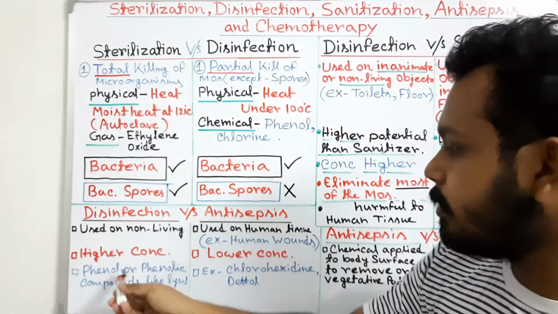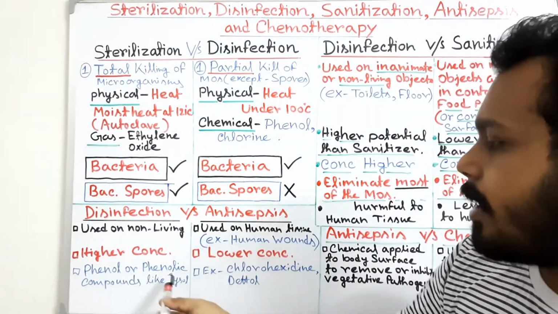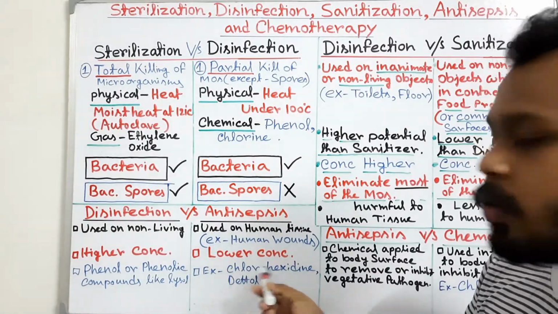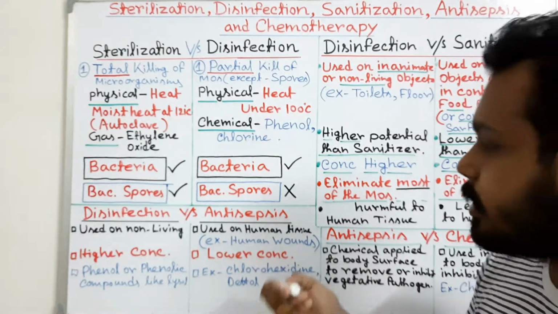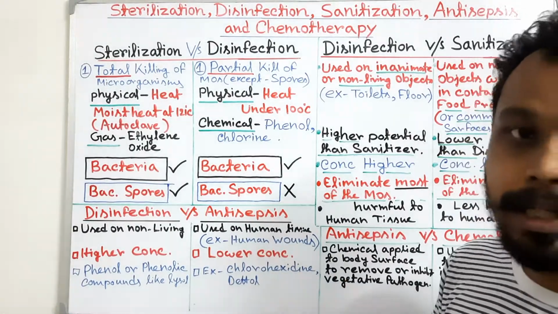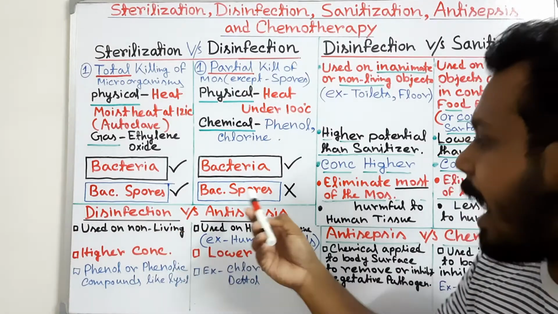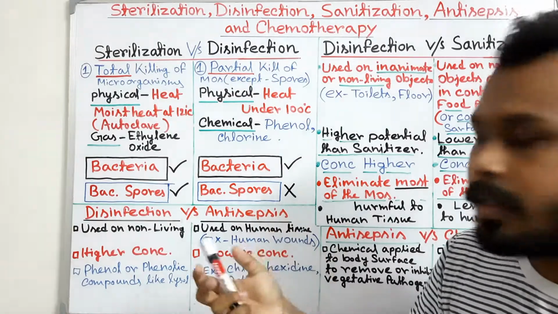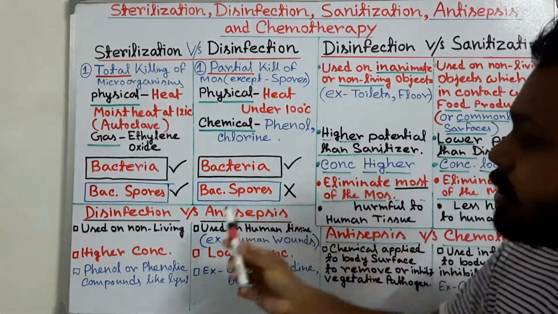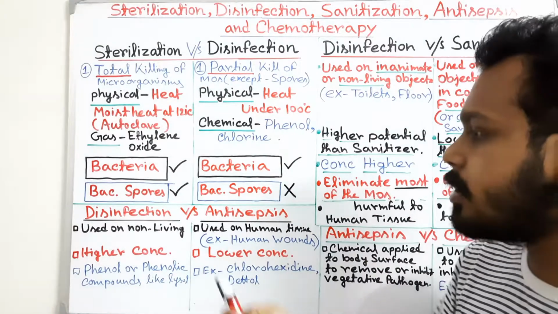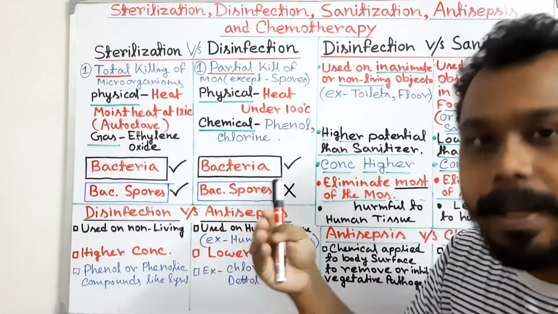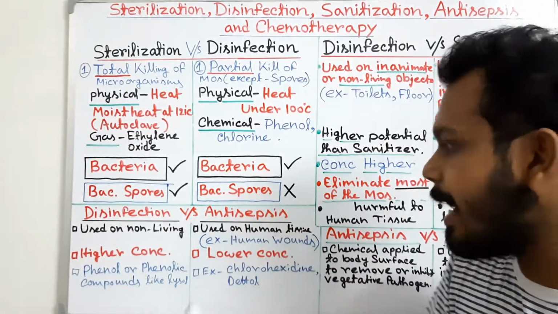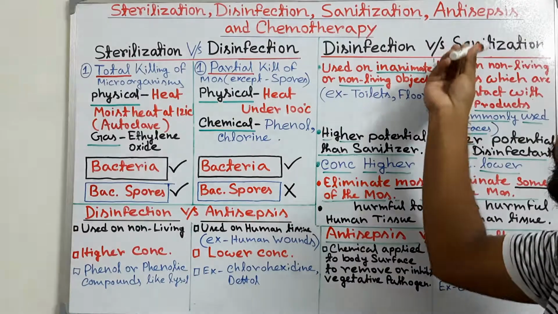The main examples are phenol and phenolic-like compounds such as lysols, and the antiseptic examples are chlorhexidine or Dettol. So these are the main differences. And another thing is that we can make antiseptics and sanitizers from these disinfectants, because by lowering the concentration of the chemical, the same disinfectant or same chemical can be used as an antiseptic or as a sanitizer.